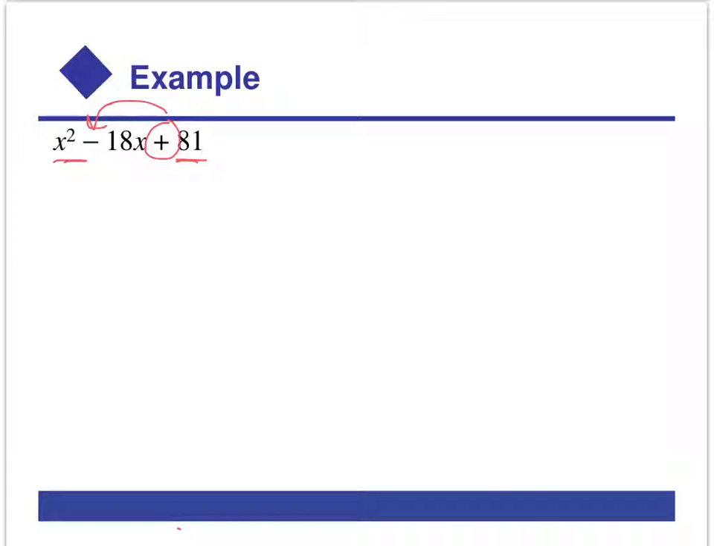But remember, we have two perfect squares. So if I say the square root of x squared and the square root of 81 is 9, if I go 2 times x times 9, does that give me 18x? It does. So this factors into (x minus 9) squared, and so it works.